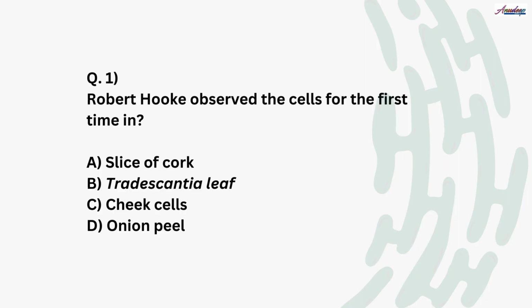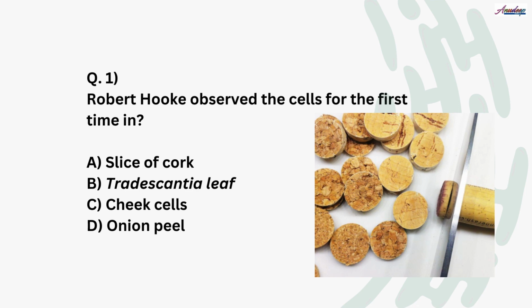Now let's solve some questions based on what we learned today. Question number 1, Robert Hooke observed the cells for the first time in A. Slice of cork, B. Tradescantia leaf, C. Chick cells, and D. Onion peel. Robert Hooke first observed it in the slice of cork. We saw this, and we also saw its figure. So its answer will be A.